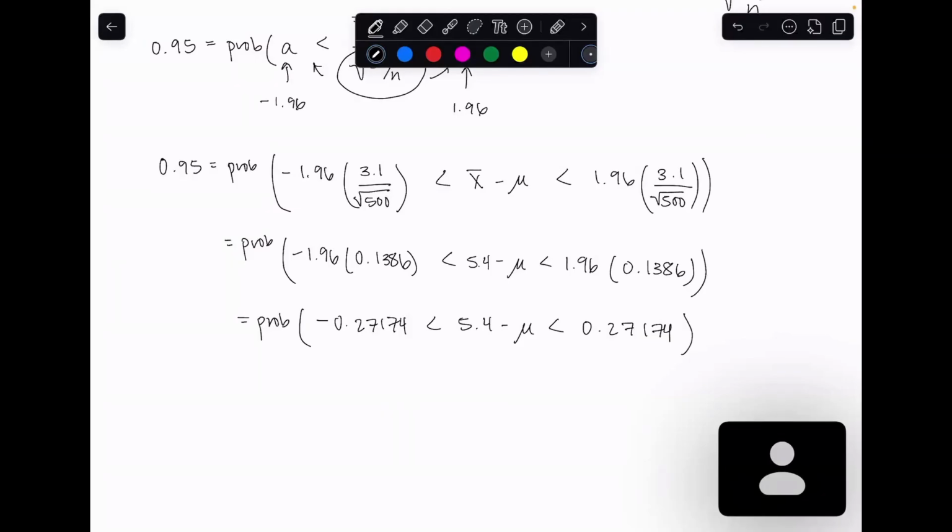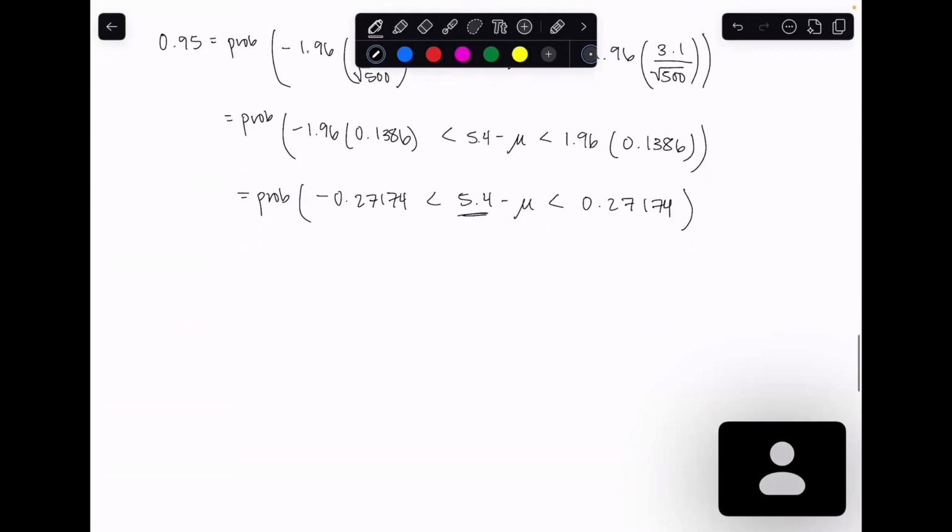And then we're going to want to subtract 5.4 off of the middle and on each side. So when we subtract those off, you get negative 5.67174, it's less than negative mu. Don't drop that negative. And negative 5.12826.